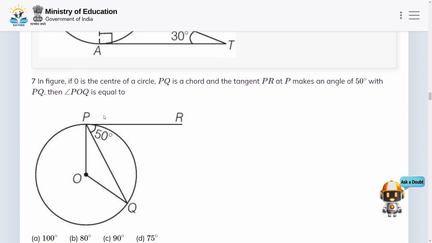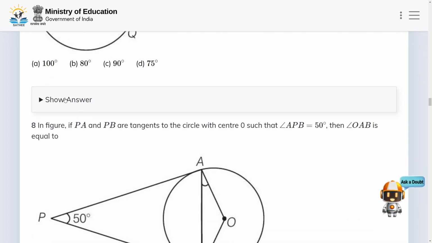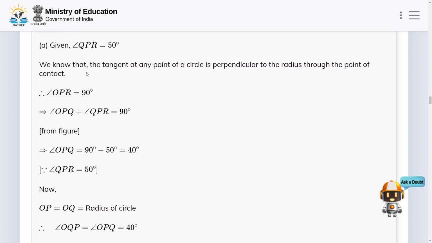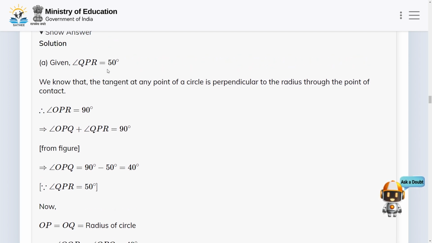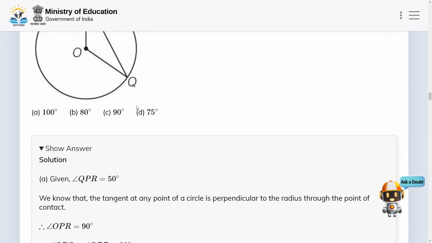Now let us move to the next problem. In the next problem, here we have in the figure, O is the center of the circle and PQ is a chord and the tangent PR at point P makes an angle of 50 degree with PQ. Then angle POQ is equal to what? So let us solve this problem. Here given that angle QPR is equal to 50 degree, and we know that the tangent at any point of a circle is perpendicular to the radius through the point of contact, and therefore angle OPR is equal to 90 degree.